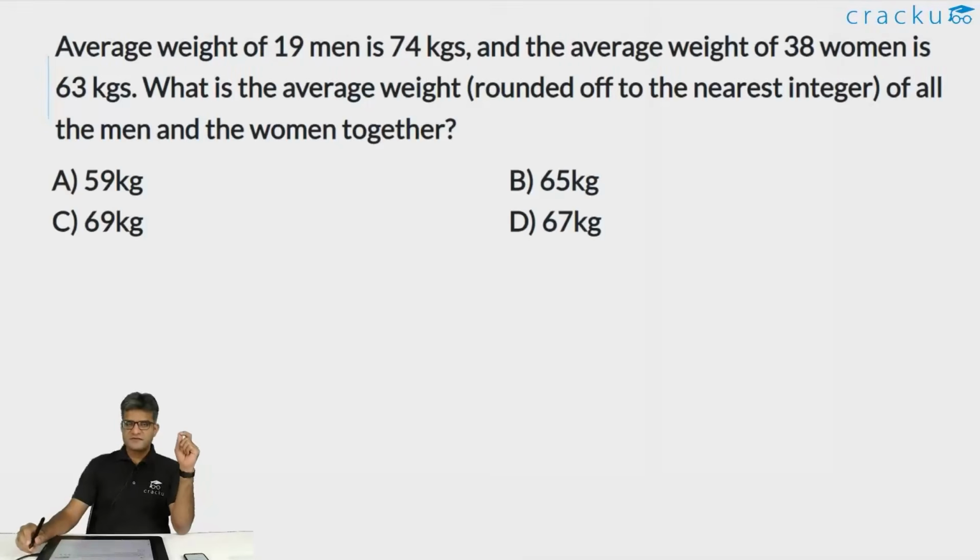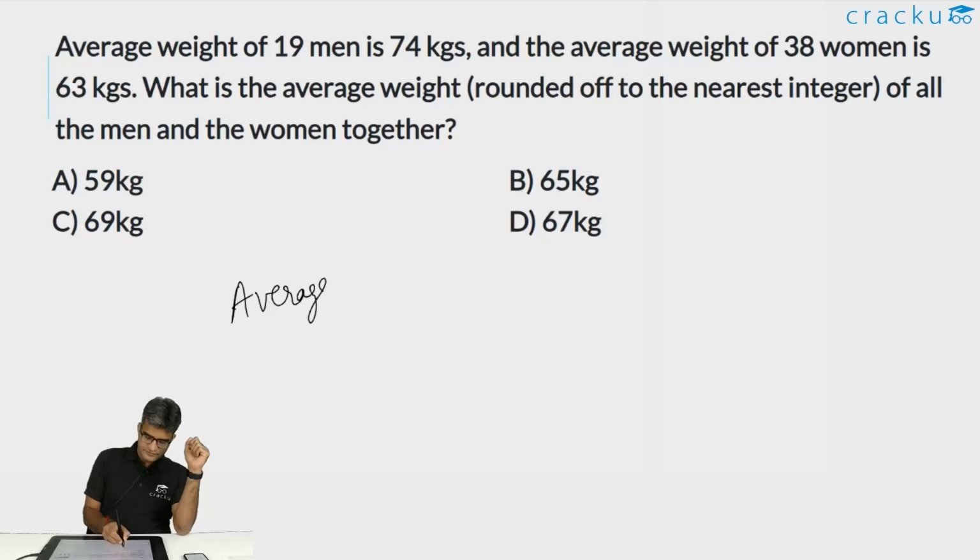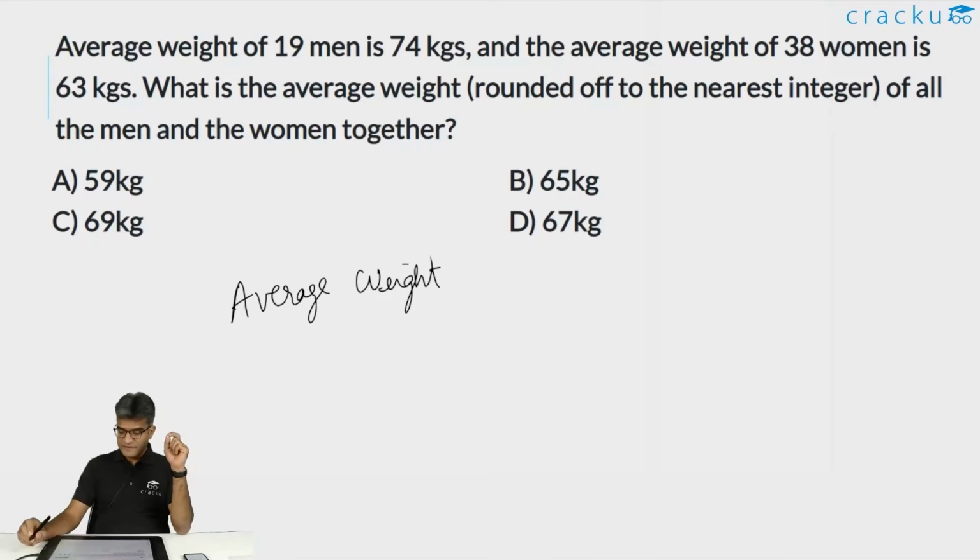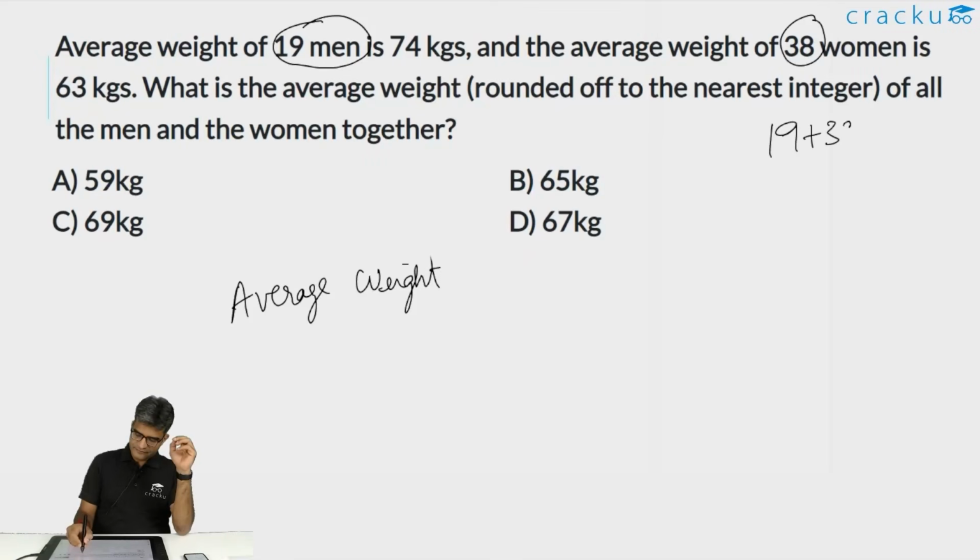The average weight of 19 men in this question is given as 74 kgs. And for 38 women, it is 63 kgs. So what is the total number of people? The total number of people is 19 plus 38, which is equal to 57.